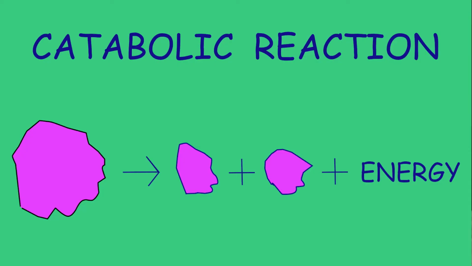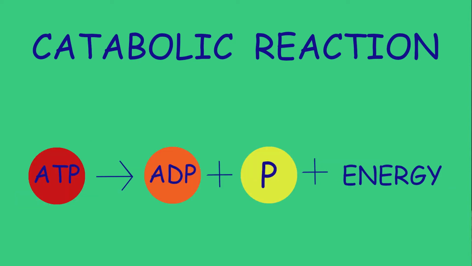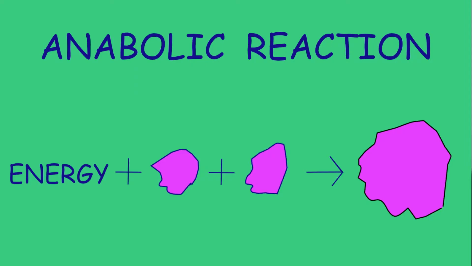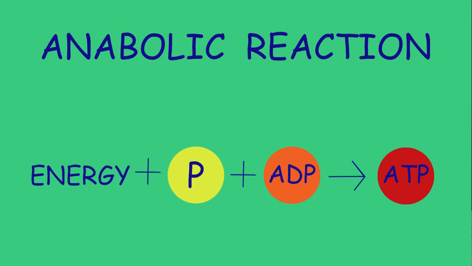There are two types of metabolic reactions, catabolic and anabolic reactions. A catabolic reaction involves the breaking down of a substance and the release of energy through the separation of a phosphate from the compound adenosine triphosphate, or ATP, into ADP, or adenosine diphosphate. On the other hand, an anabolic reaction involves the building up of a molecule through the synthesis of the phosphate and ADP into ATP. If you would like to learn more about how cells use energy, please consider watching my video on the topic.